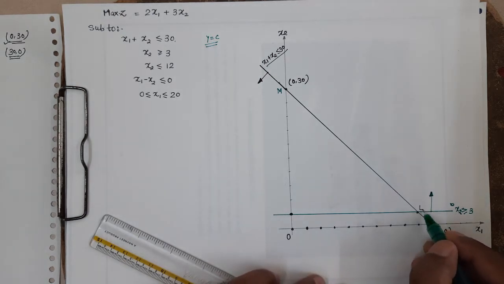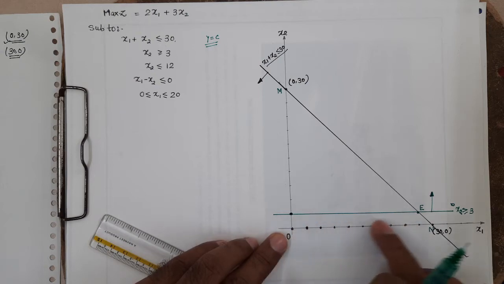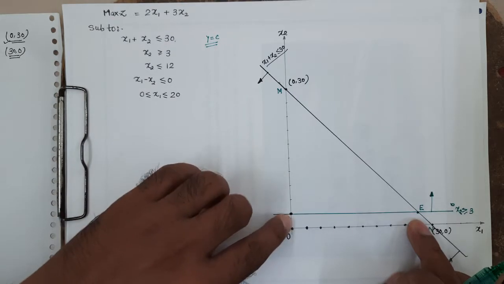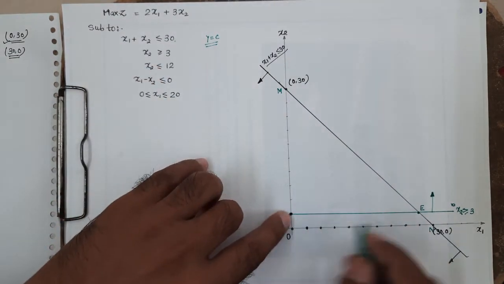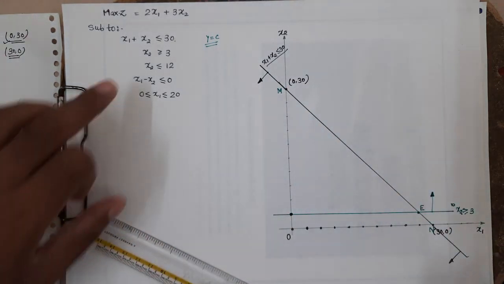Suppose this point is E. Now the feasible region is reduced by this much. Suppose this point is another point, so the feasible region is now bounded by O, this point, and E. So this is your feasible region now. This is constraint 2.